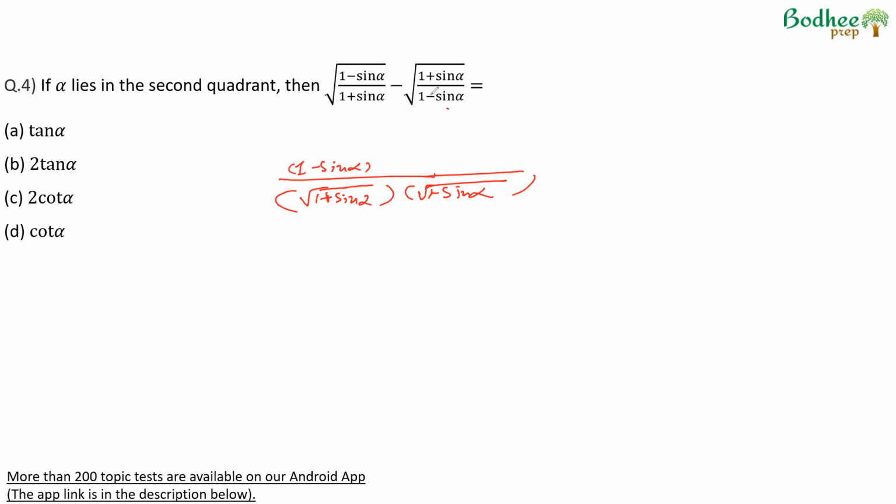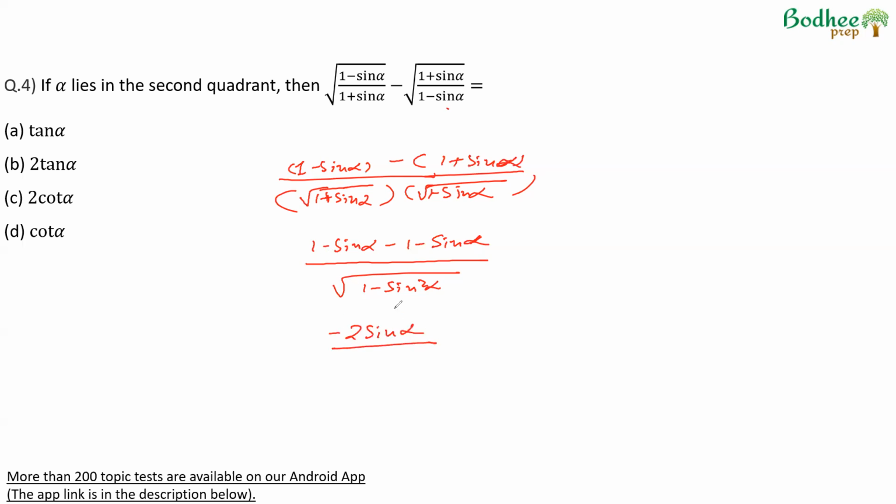Root of 1 minus sine alpha into root of 1 minus sine alpha will be the square, so root will cancel out. Minus 1 plus sine alpha. So we have taken the LCM and multiplied so that we can add the two expressions. This becomes 1 minus sine alpha minus 1 minus sine alpha. Which is nothing but, and in the denominator we'll have root of 1 minus sine square alpha. A plus b into a minus b is a square minus b square. This becomes minus 2 sine alpha upon, this will be root of cos square alpha.